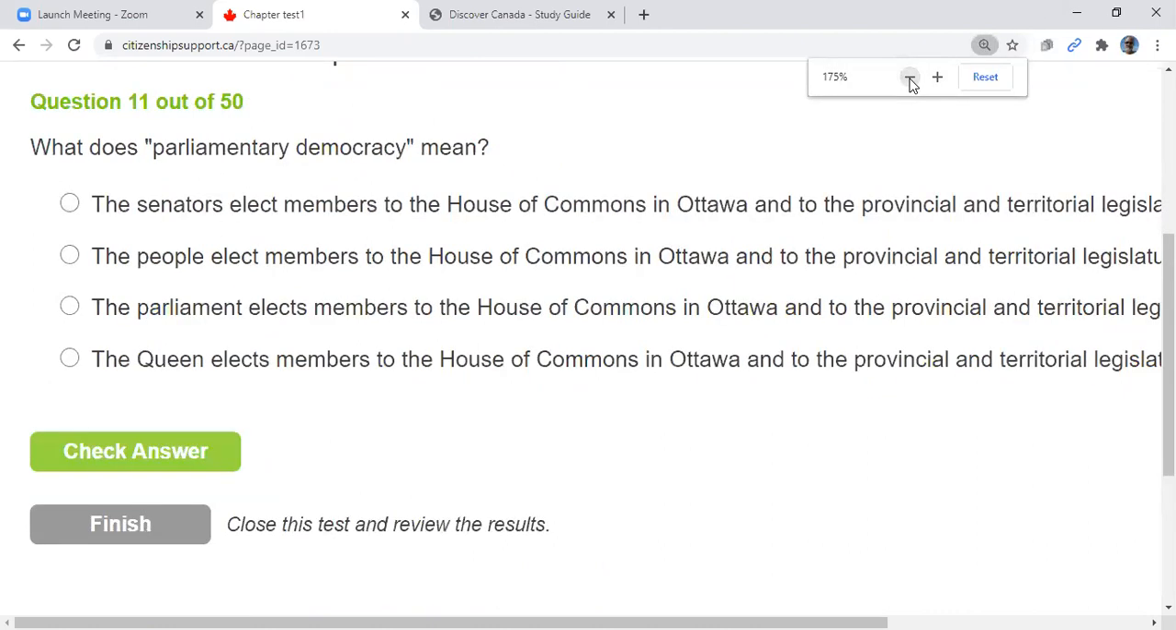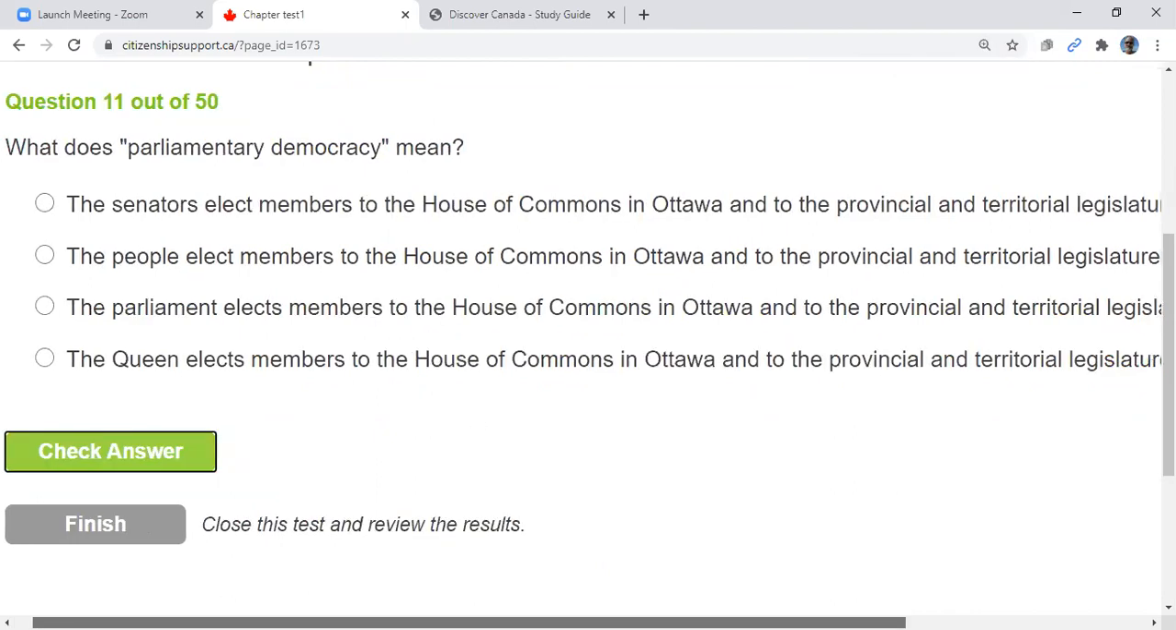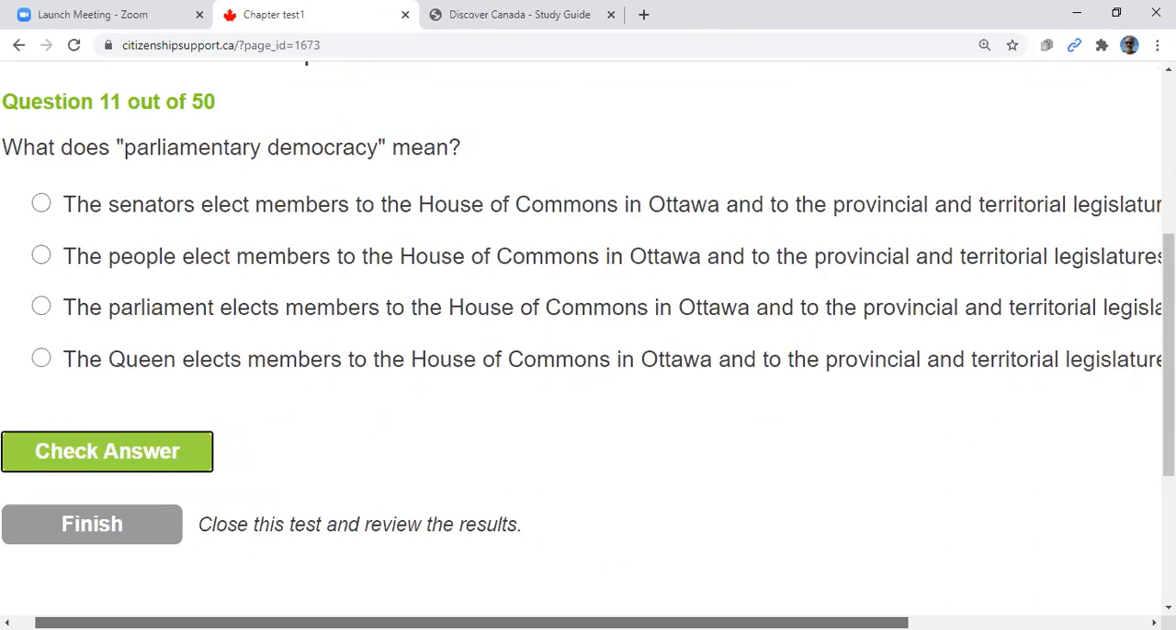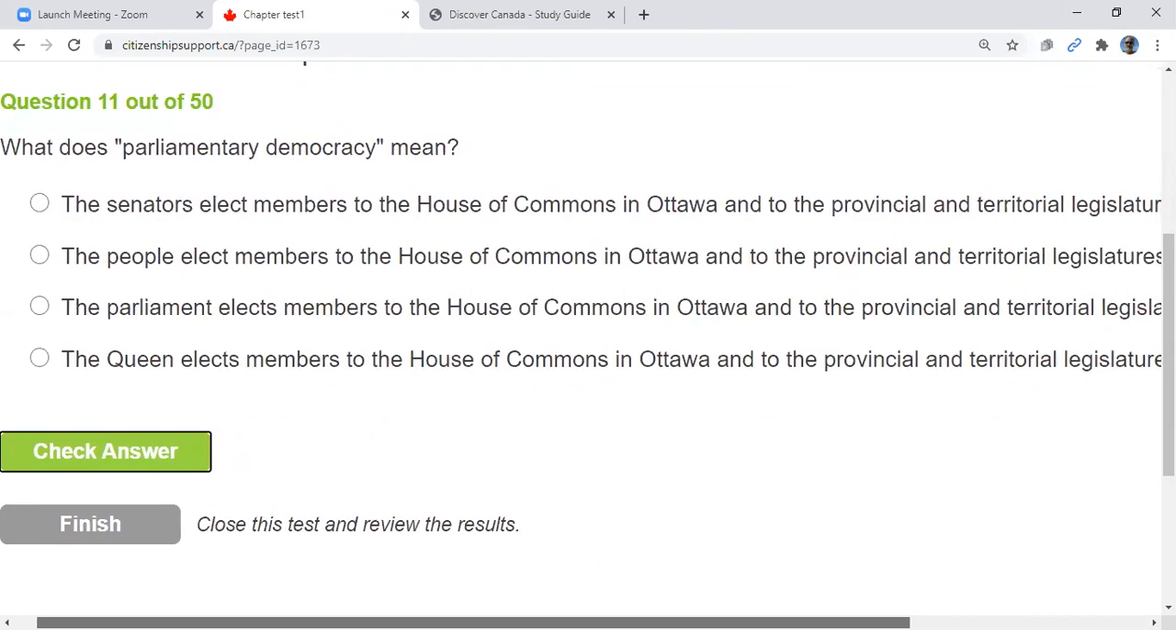Okay. Can you read that? I'll move it over a little bit. Maybe I can. What does parliamentary democracy mean? Okay, democracy's name. Okay. One second. I didn't see because it's big.